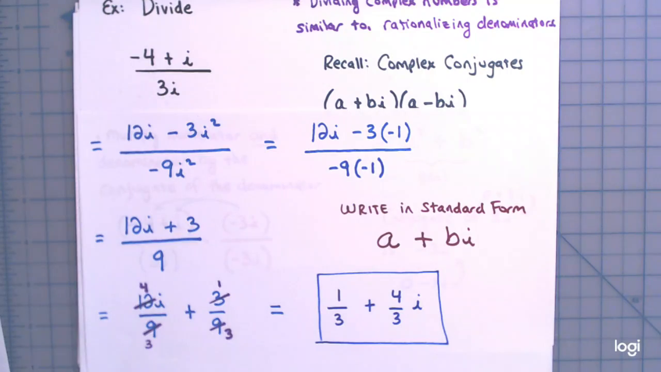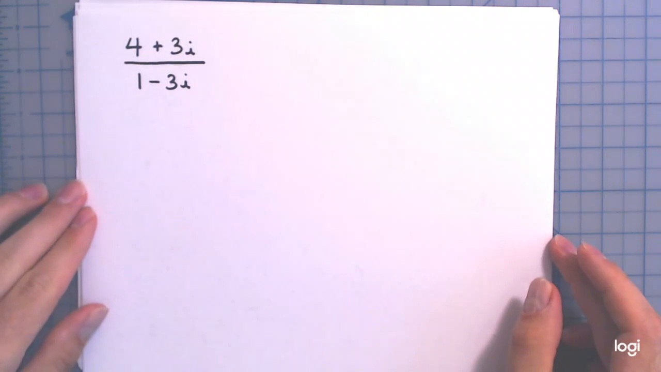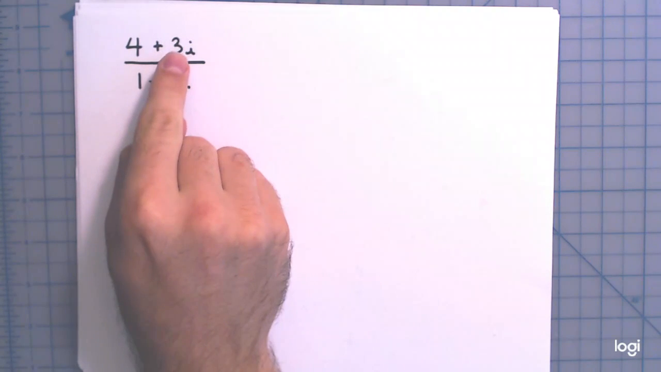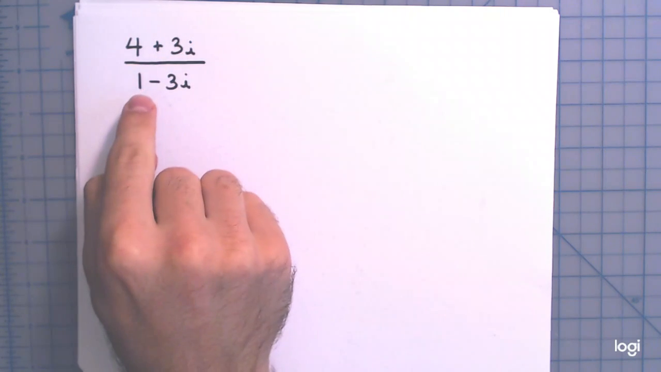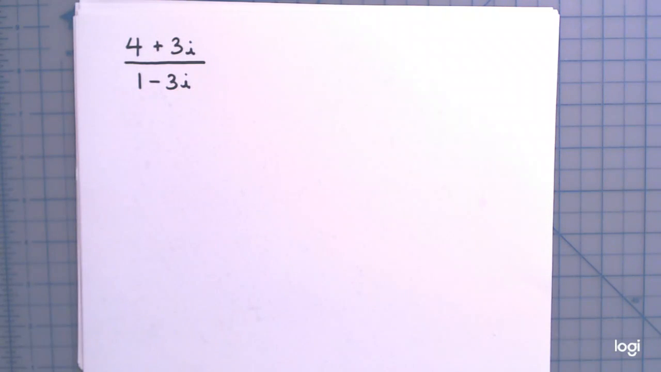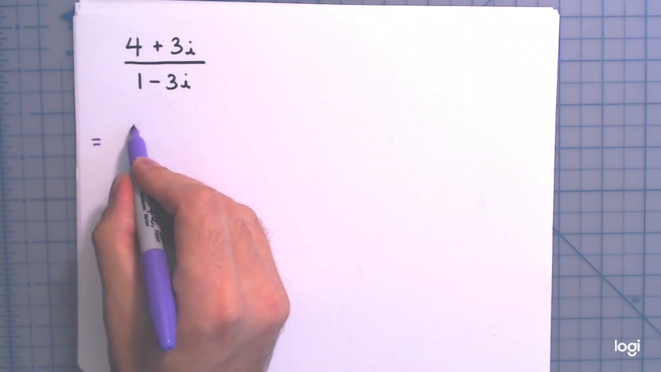All right, so I have just one more example of this, where we're dividing two complex numbers, and I'll write the quotient as another complex number in standard form. So here I have 4 plus 3i in the numerator, divided by another complex number, 1 minus 3i. So as I did last example, and I don't like to mess with the original expression, I'm going to write this again.